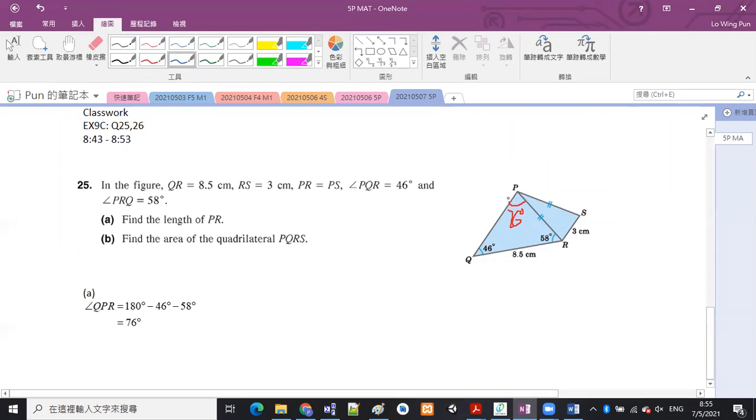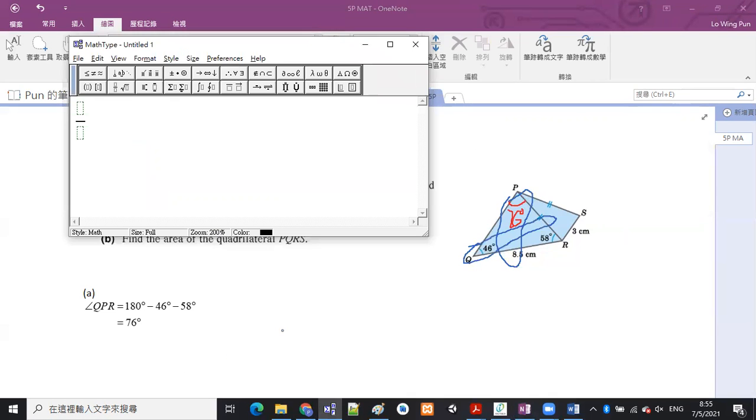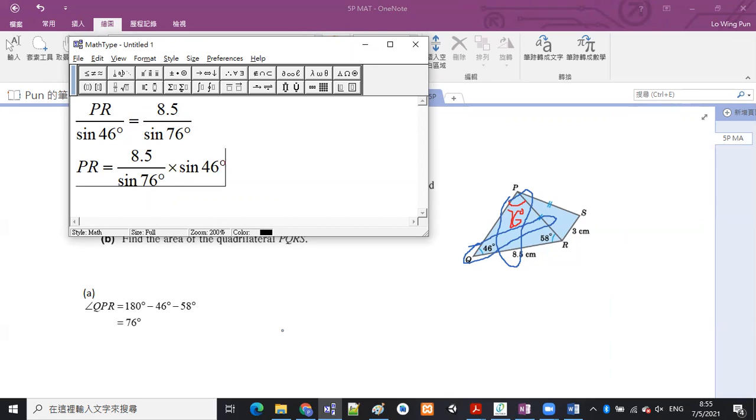So let us use sine formula, this pair. And then the 46 degrees and the required length PR is the second pair. I want to find PR, so I put PR on the top left corner and then divided by sine 46 degrees. It's equal to, the other pair is 8.5 divided by sine 76 degrees. Okay, and then PR is equal to this. And then use the calculator. Should be 6.30 something.